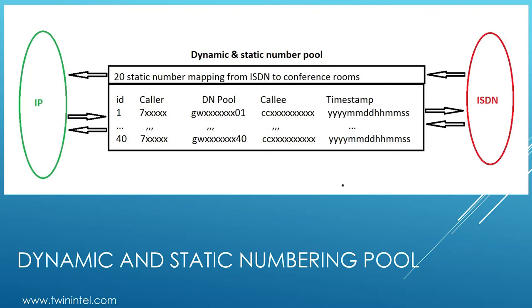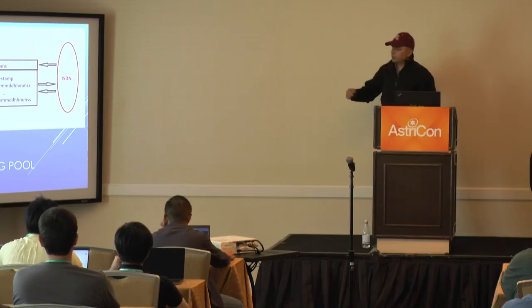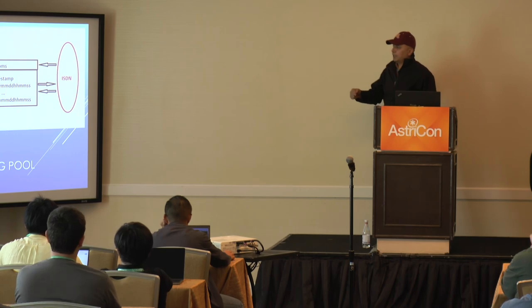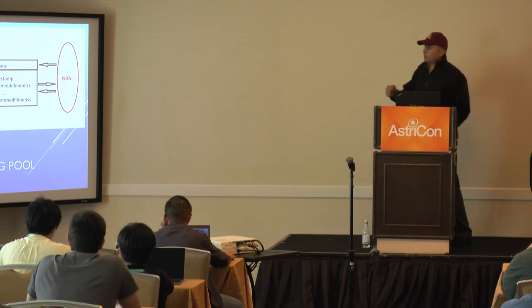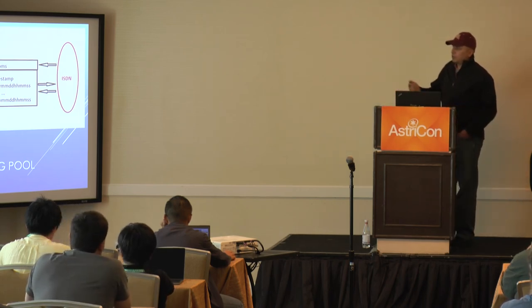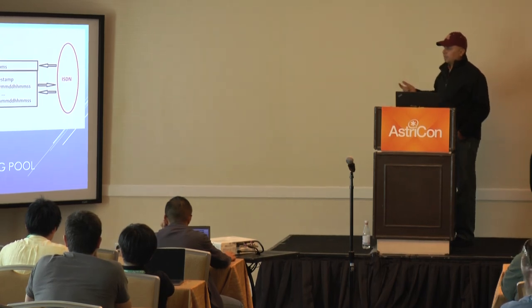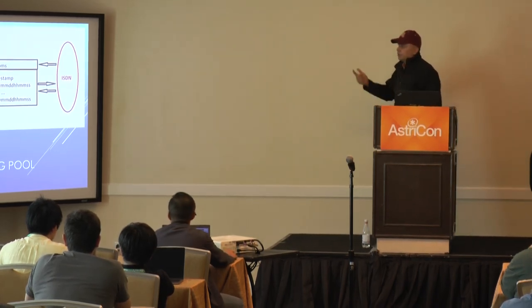Based on what they have, like 60 lines or two E1, 60 channels, we allocated 20 static numbers for the conference rooms. So the external parties can call into the conference room, and that's mapped to the conference room. There is no alternative there. If there is no channel left, they cannot reach the conference room. They have to buy more lines. There is no other option.